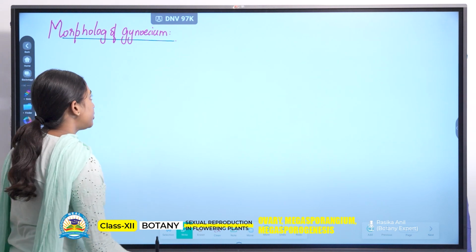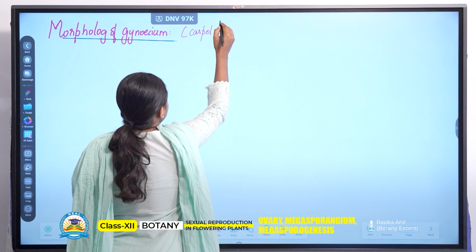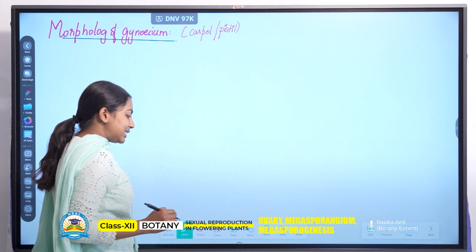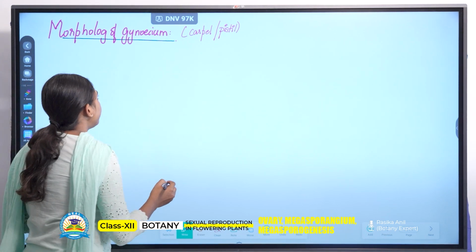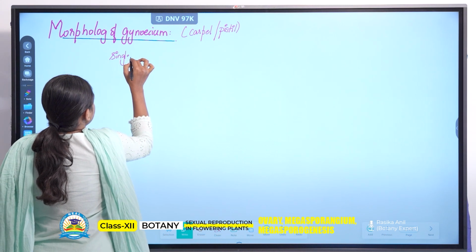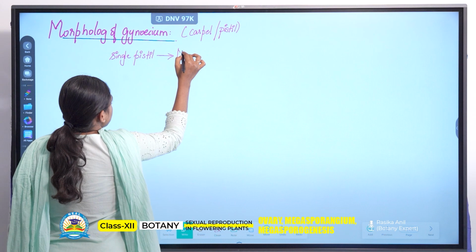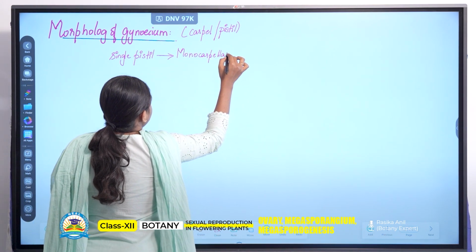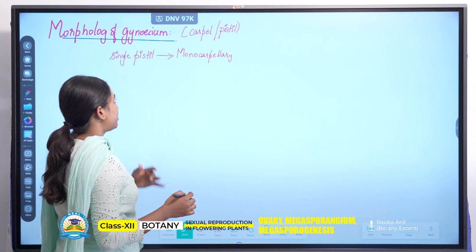Remember what were the members of gynoecium called? The members of gynoecium were called as carpel, right? Carpel or pistil, both mean the same. Now, sometimes this gynoecium will consist of a single pistil. If it contains a single pistil, then it is called monocarpellary. Mono means single, carpel means the carpel, which is pistil.